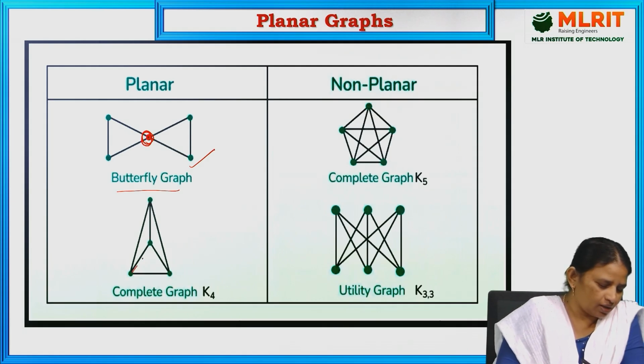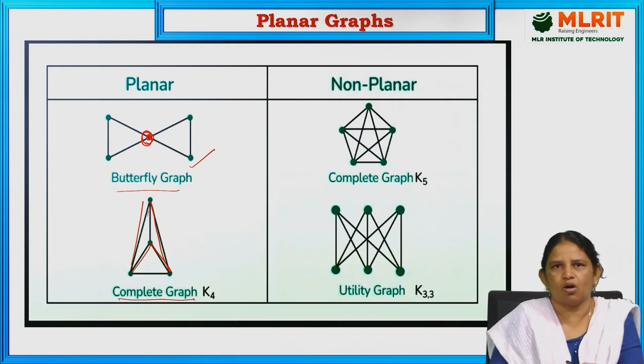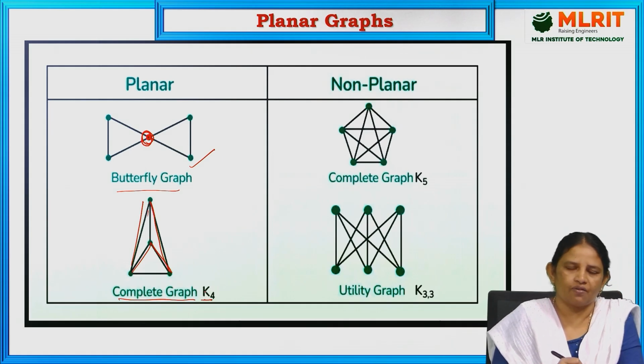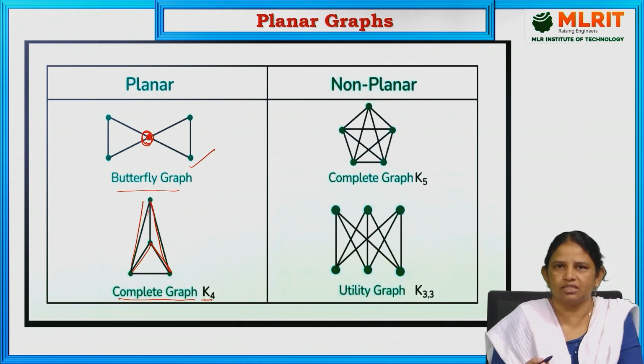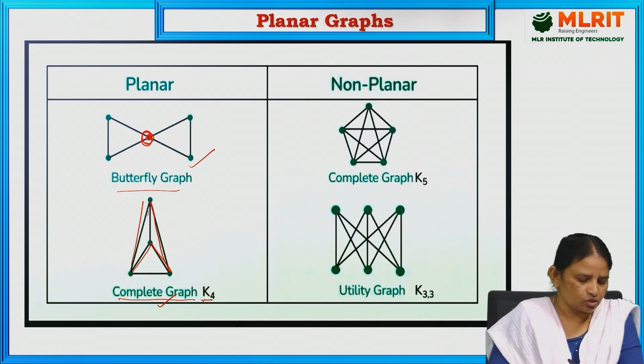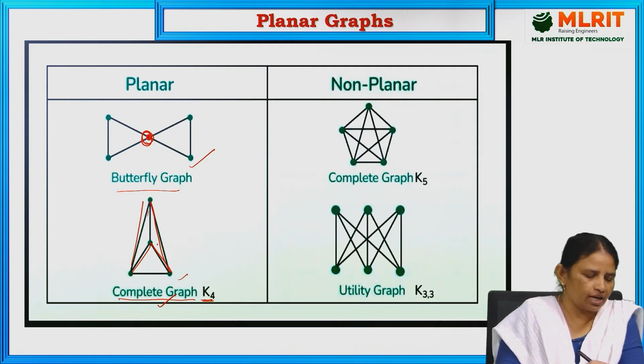Here also A, then B, no edges are crossing. It is a complete graph of K4. Complete graph means every vertex in the graph is connected to all other vertices in the graph. It is also a planar graph because no edge is crossing.